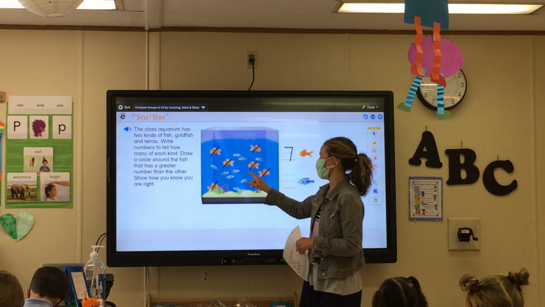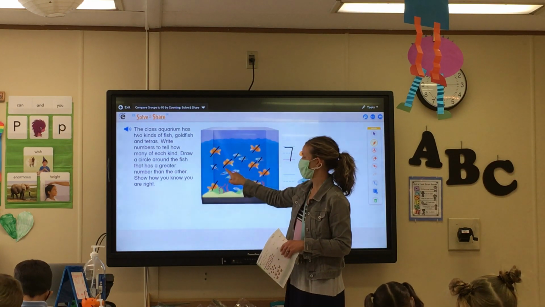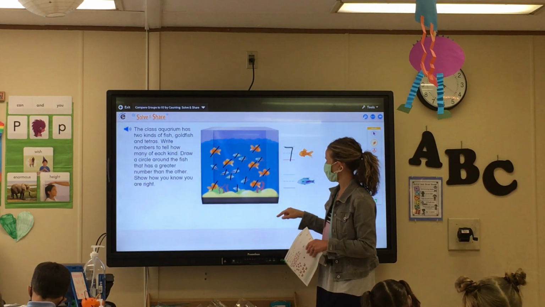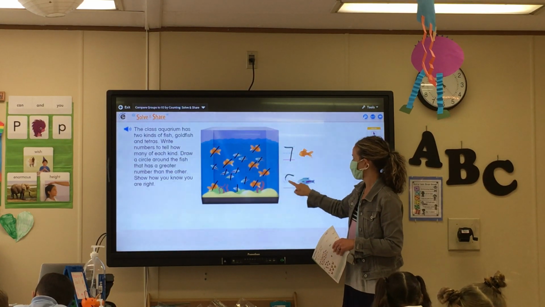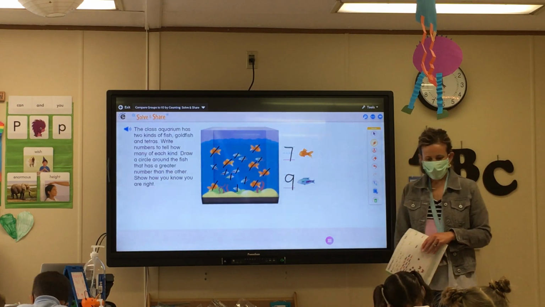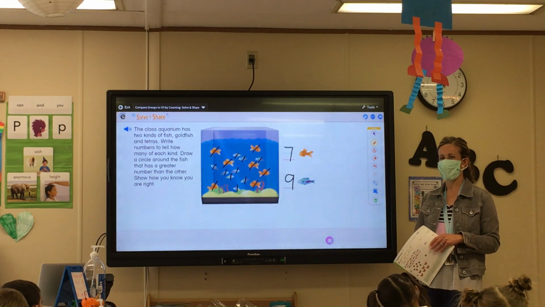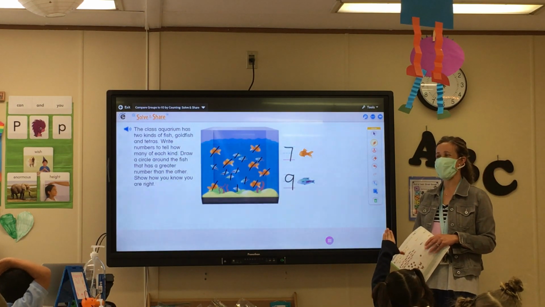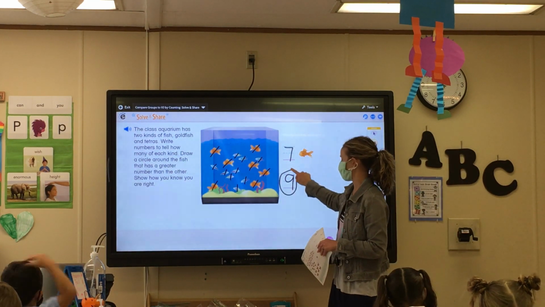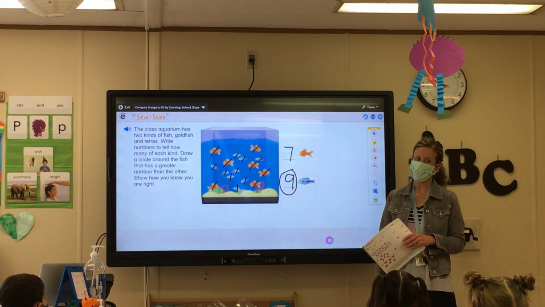Okay, and let's count the little tetras now. Here we go. 1, 2, 3, 4, 5, 6, 7, 8, 9. All right, so 9 goes on the line next to the tetras. Right? So now it says we have to circle the greater number. Which one's greater than the other? So is 7 greater or is 9 greater? Well, 9. So we are going to circle the 9.